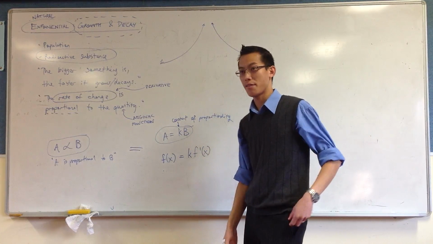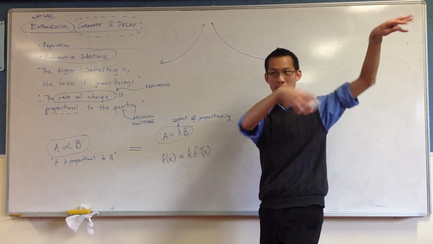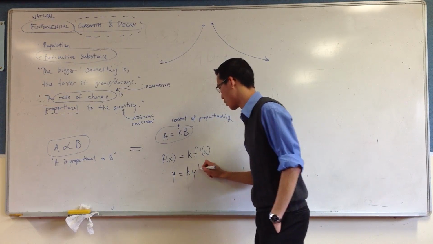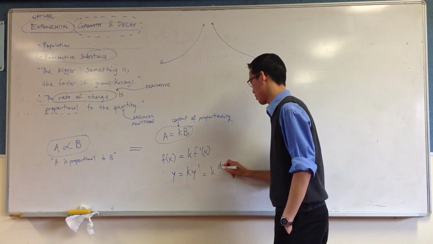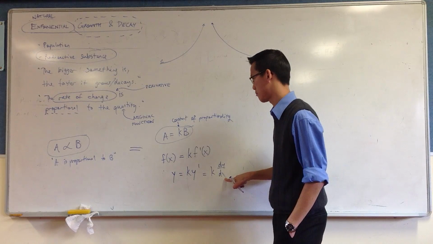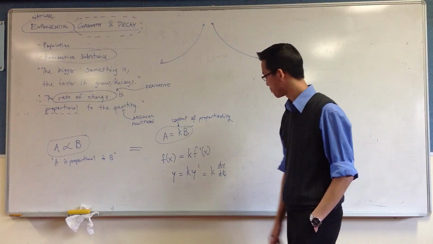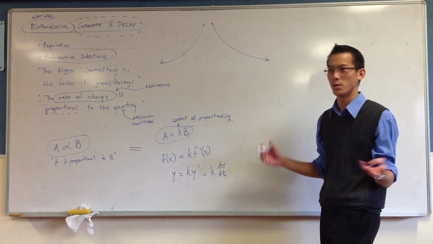Sometimes we're going to call the functions f. Another common name for a function is y, right? And y equals x, and so on. So we could say y equals k y dash, or k times that derivative. This should actually be a t, because it's a rate of change over time.